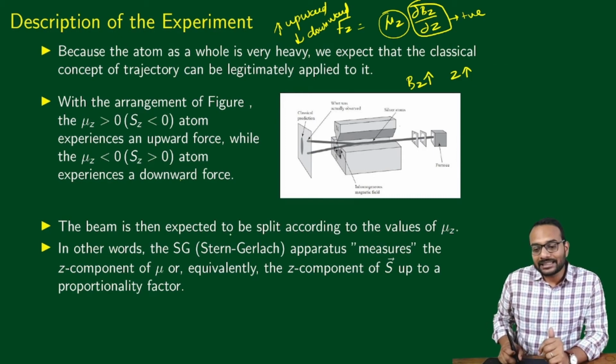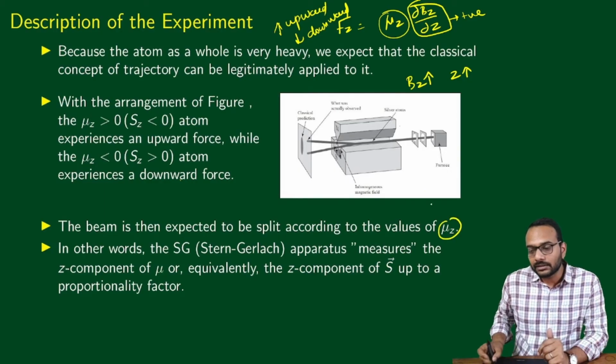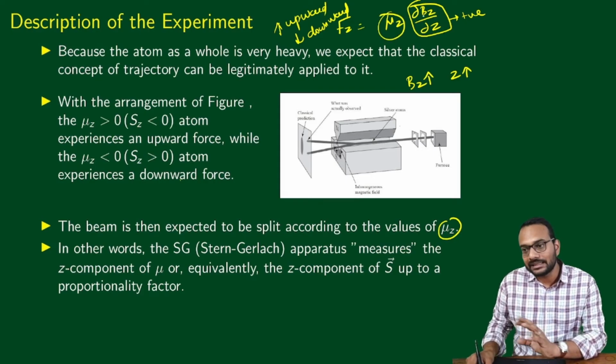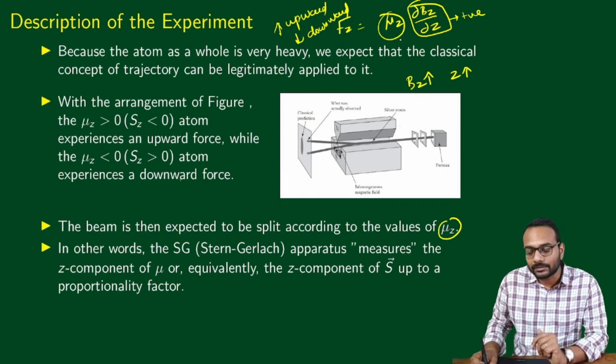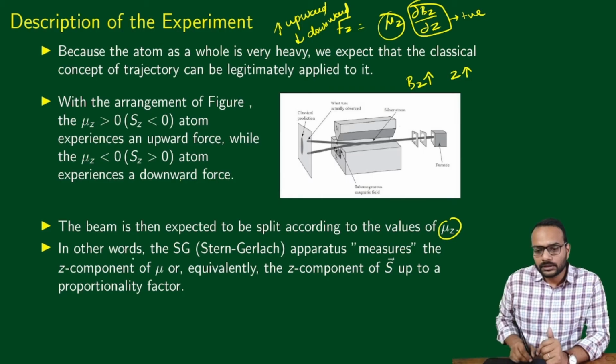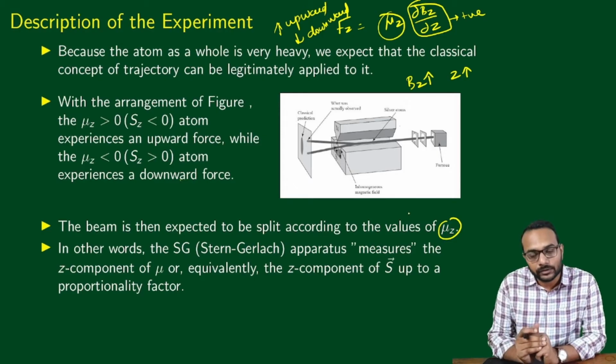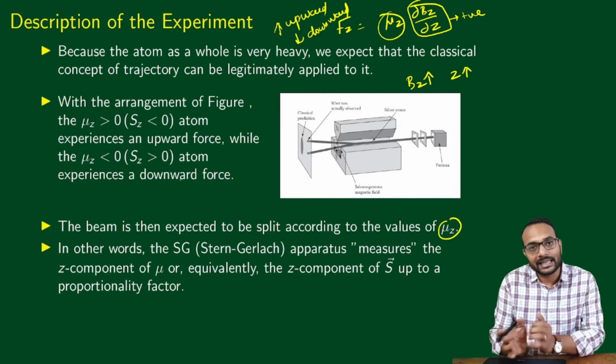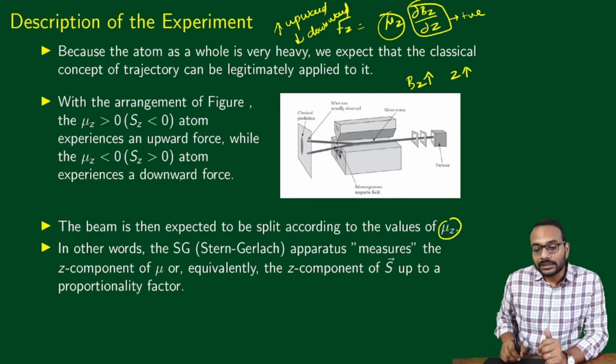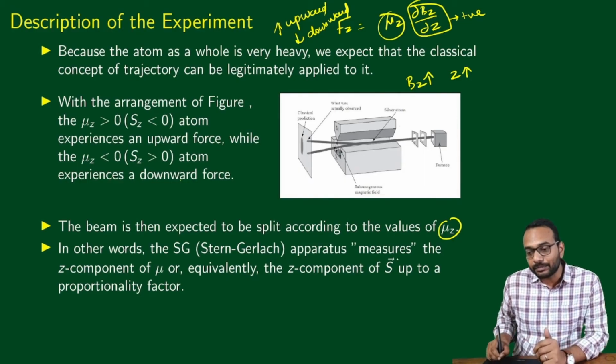Now the beam is expected to be split according to the values of mu z. The only thing that can change from atom to atom is the value of mu z. This Bz, the inhomogeneous magnetic field, is the same for all atoms. So if these atoms have different values for mu z, there will be different forces acting on each of these atoms, and this will deflect each atom differently. So in other words, the Stern-Gerlach apparatus measures the z component of mu, or equivalently the z component of S vector up to a proportionality factor.